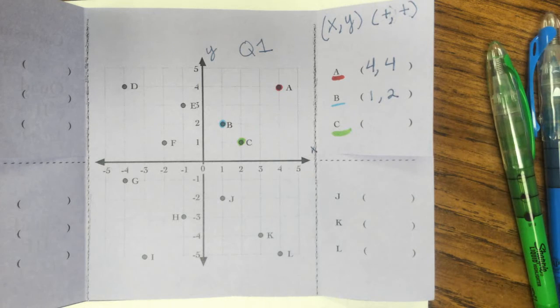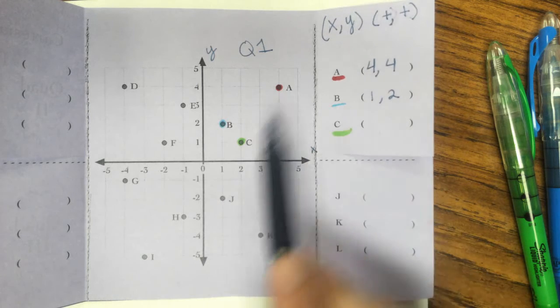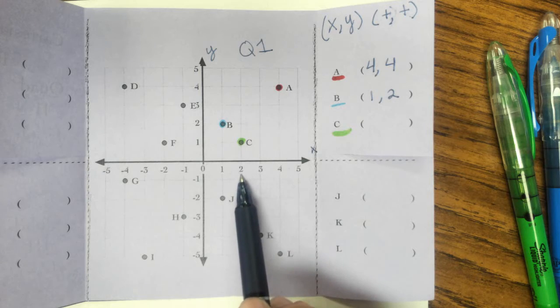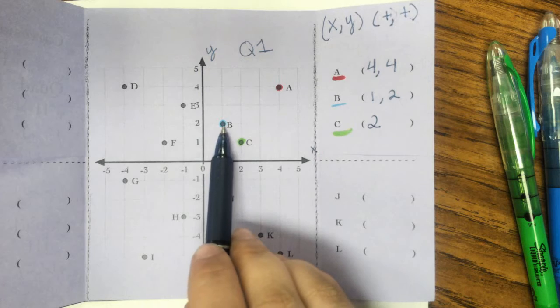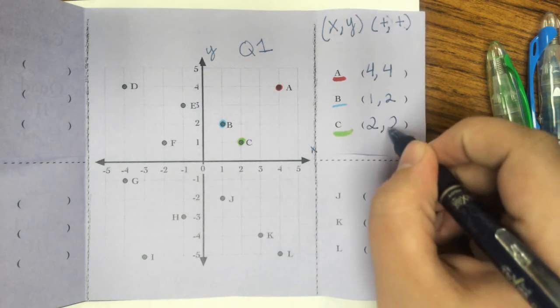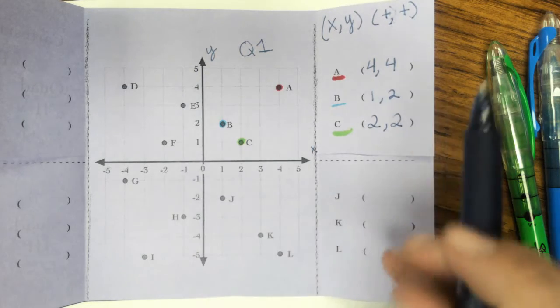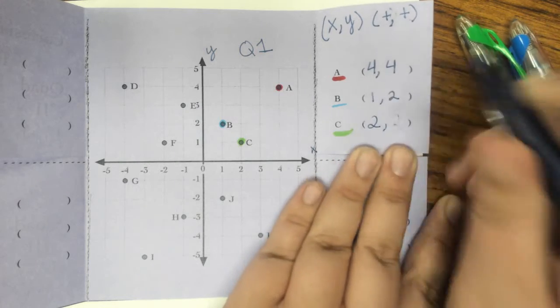To write the ordered pair for point C, we need the x value and then the y value. The value on the x number line of C is 2. The value on the y number line for C is also 2. So the ordered pair for C is 2, 2. Wait, that's a 1. 2, 1. I looked at point B for that.